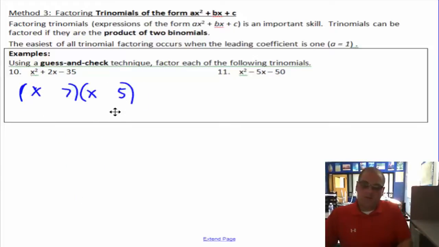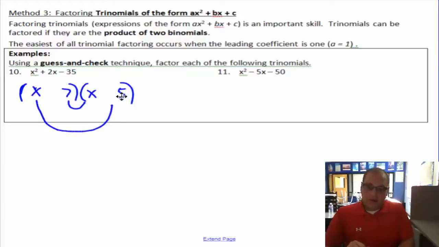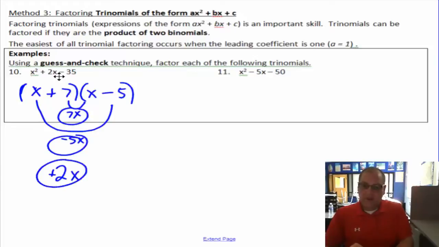And we need to figure out what the signs are. Okay, so x times x is going to give you x squared, and 7 times 5 is going to give you 35. They have to be different signs in order to get a negative 35. So it's the inner and the outer that you have to worry about. You have to figure out where the signs will be. Well, I want a positive 2x. So do I want a positive 7x and a negative 5x, or do I want a positive 5 and a negative 7? Well, it turns out that I want a positive 7 and a negative 5, because that's going to give me a 7x here. It's going to give me a negative 5x here, and that combined is going to give me my 2x that I need right here when you do your multiplication.